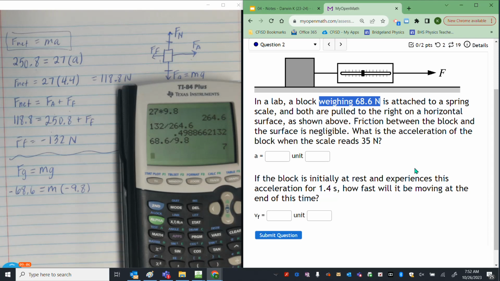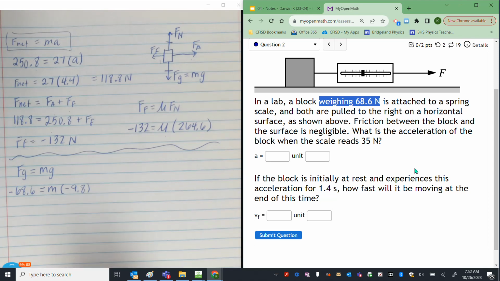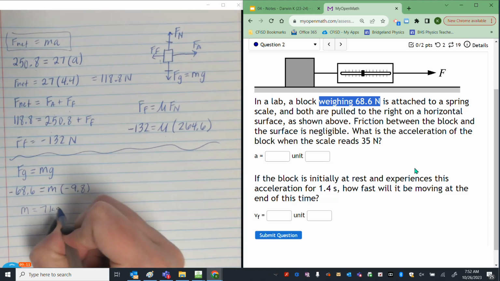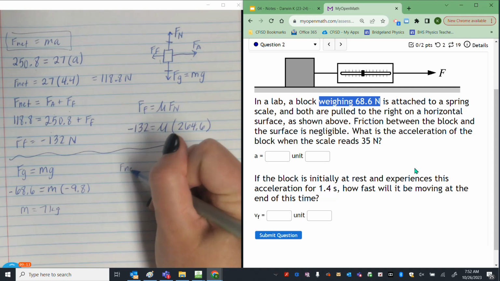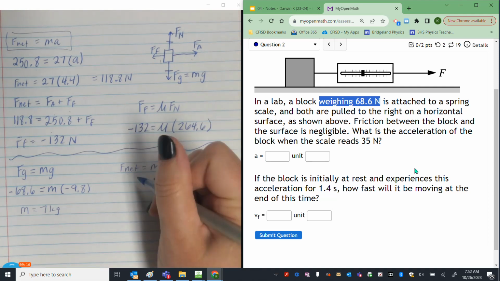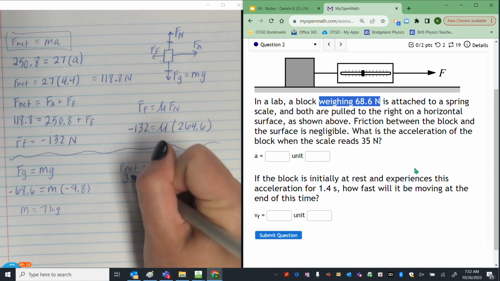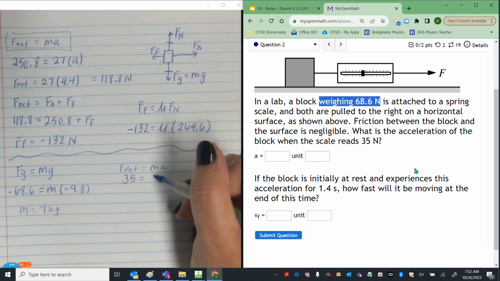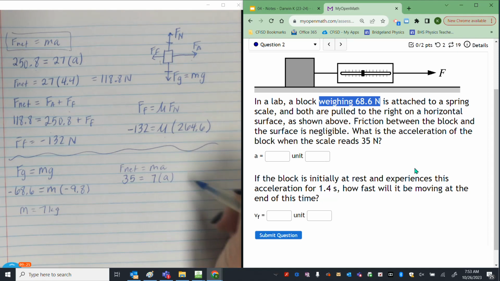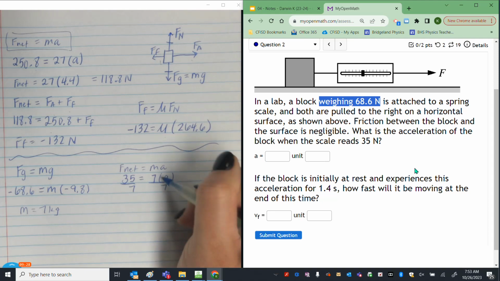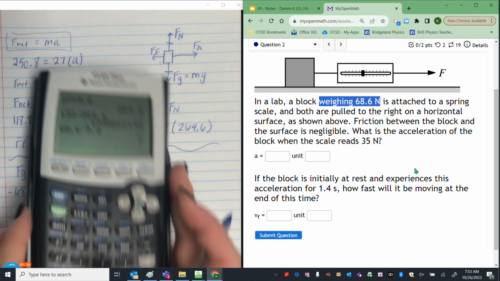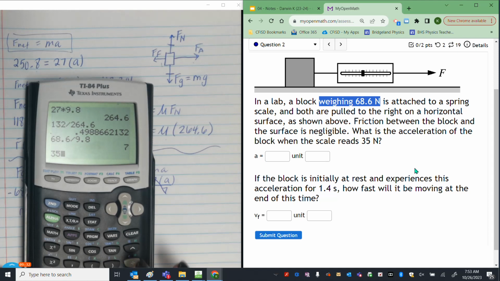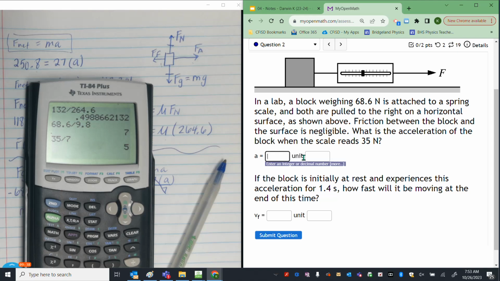And now I can solve for the acceleration. Again, F net equals ma. F net is the 35 newton force because there is no friction on that. It's the only force in the horizontal direction. The mass is 7. We're looking for a, so we're going to divide both sides by 7. And 35 divided by 7 is going to give us our acceleration, which of course is 5. So our acceleration is going to be 5 meters per second squared.